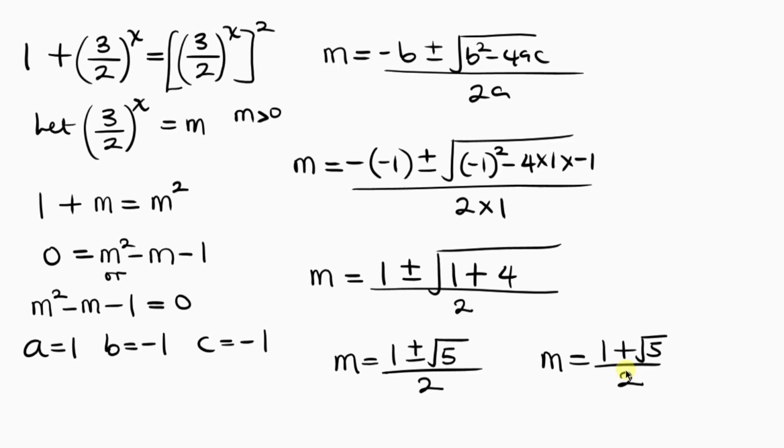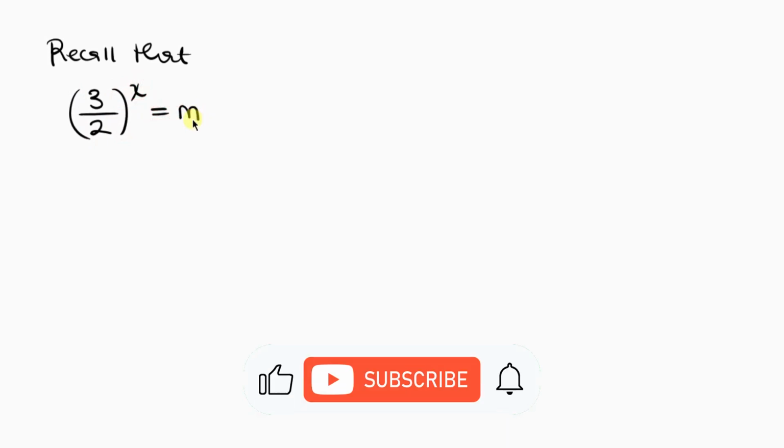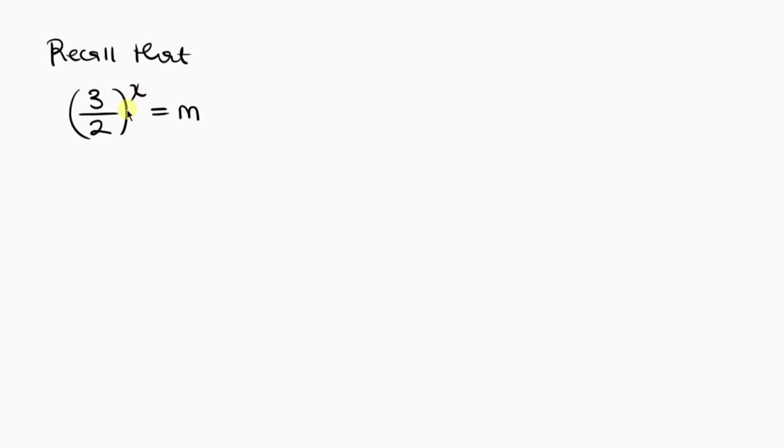Now let's go ahead and look for the value of x. Let's recall that we said let 3 over 2 to the x be equal to m, right? That is what we said. Now I need to make x the subject in order to get our final answer. And in order for me to do that, I'm going to be taking the natural log of both sides. So ln of 3 over 2 to the x is equal to ln of m.